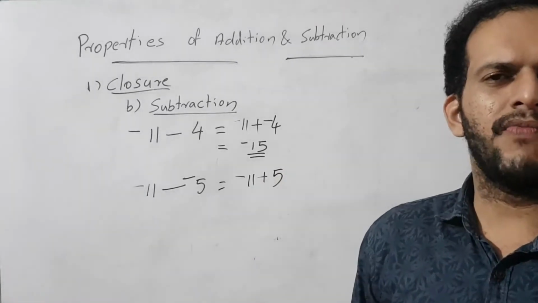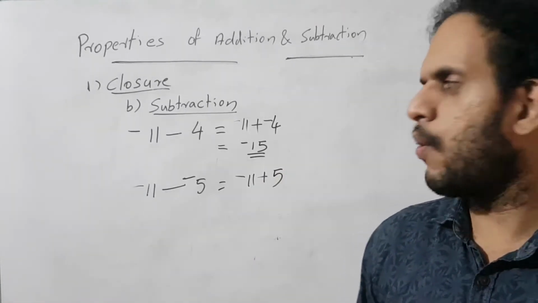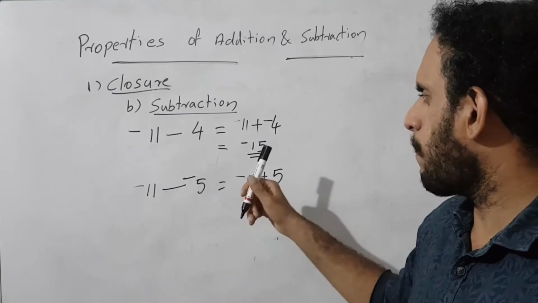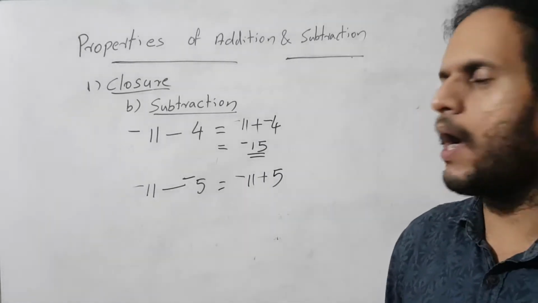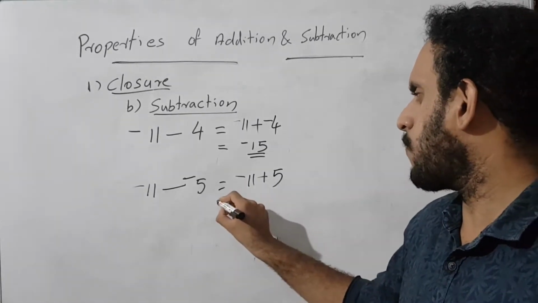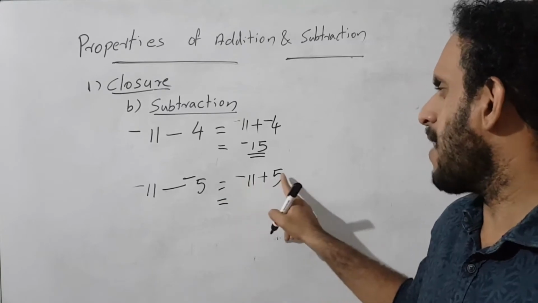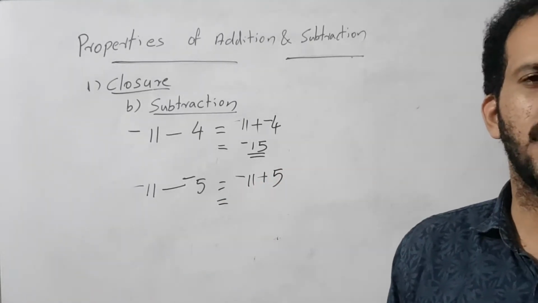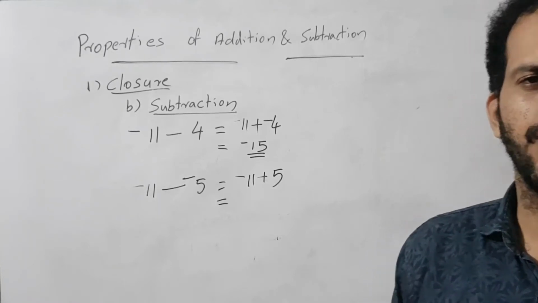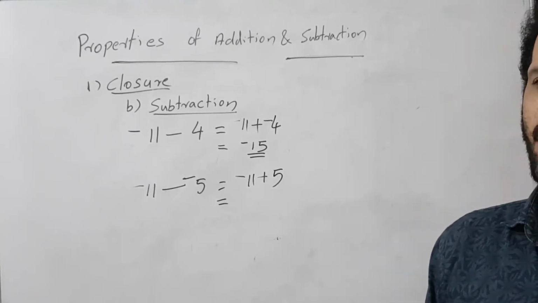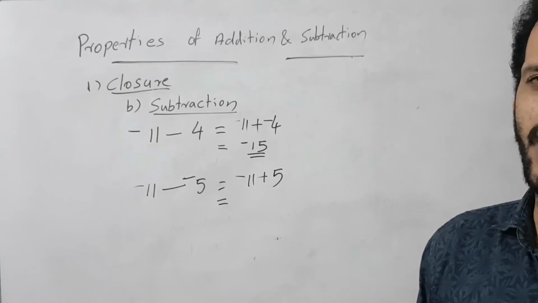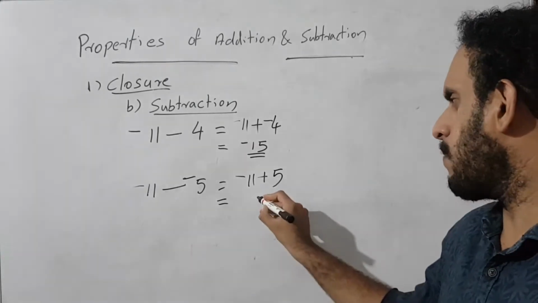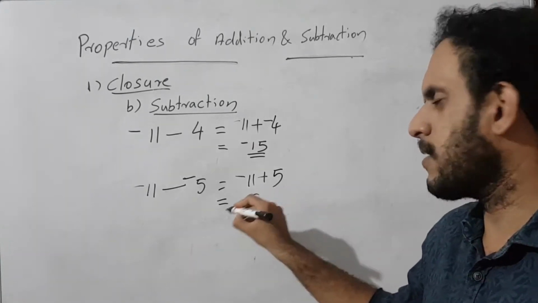Correct? The additive inverse of minus 5 is 5. So we add minus 11 plus 5. What is minus 11 plus 5? The signs are different. The sign of 11 is negative, the sign of 5 is positive. So what do we want to do? We want to do the subtraction. We subtract 11 minus 5. What is 11 minus 5? 11 minus 5 is equal to 6.